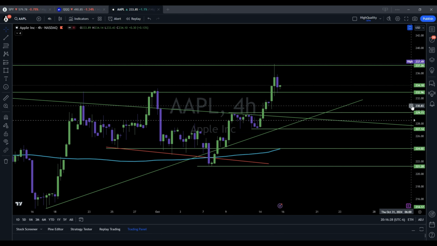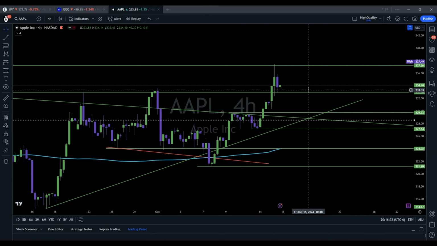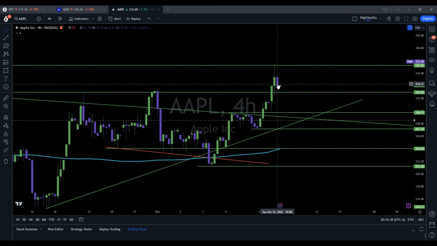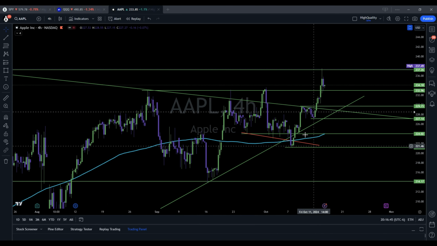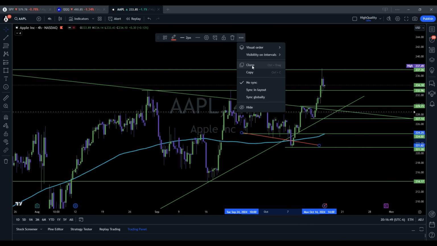Right now we're hovering at the 232 support level. If Apple can hold this level, then we should be headed back up towards 237.26 and making new all-time highs. I do see kind of a sloppy bull flag pattern here.